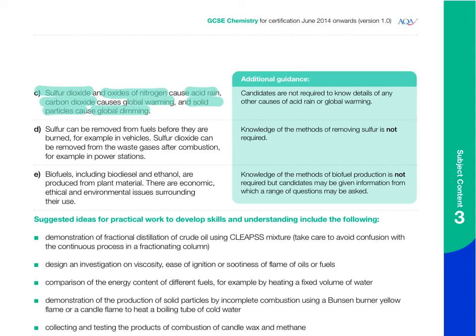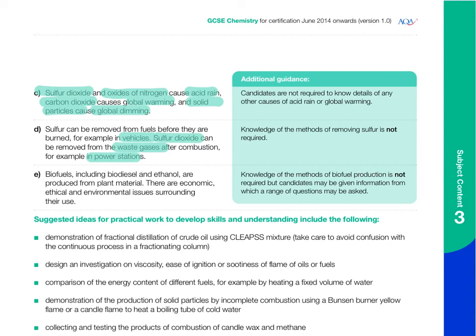So because of that, we're trying to do things like removing sulfur from fuels before they're burnt. So in vehicles, we try and make sure that we don't have any sulfur in the fuel so it doesn't get burnt, it doesn't make that sulfur dioxide, it doesn't make the acid rain. In power stations, once the combustion has already happened, that sulfur dioxide can actually be removed from the waste gases so that it doesn't go out into the atmosphere.